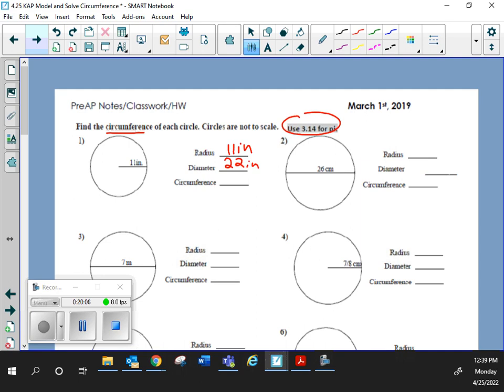And then I'm going to find the circumference. Now, I'm going to practice using both of them, again, based off of what it gives me in the original problem. In the original problem, it gives me the radius, so the formula that I'm going to use is C is equal to 2 pi r.